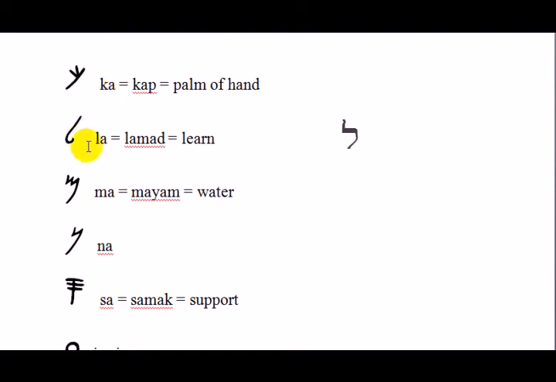Right. The next one, La, pronunciation La, comes from the Hebrew word lamad, which means to learn. Okay, it's like a coiled up snake. As you can see, it's like a coiled up snake.